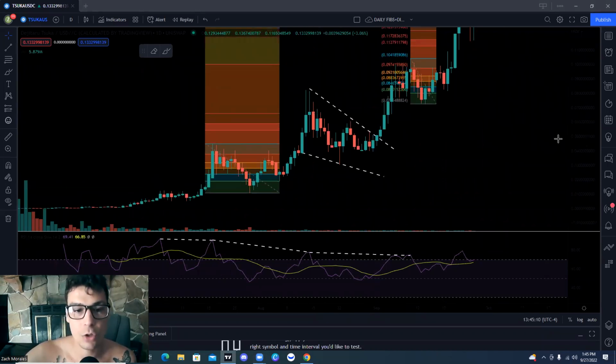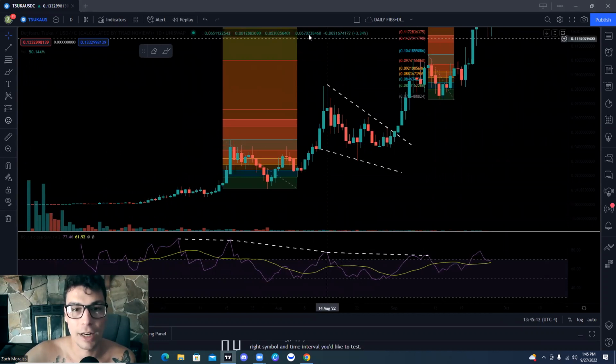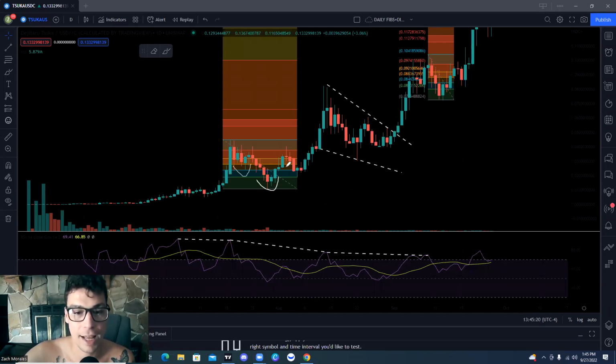The first pattern that I like is an inverse head and shoulders. We'll draw that up real quick. We've got a left shoulder here, a head, and a right shoulder here. Boom, boom, boom. We came over and got that extension. We hit that price target perfectly. This pattern played out perfectly, this nice inverse head and shoulders.